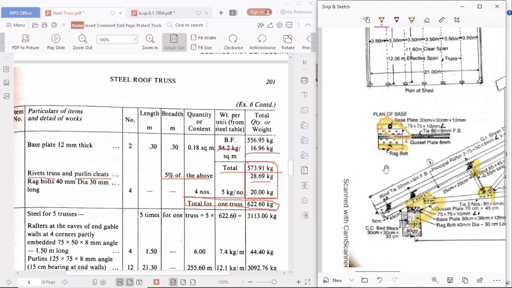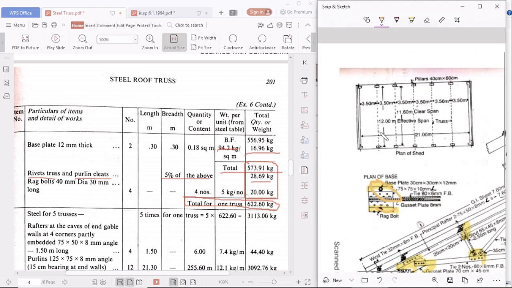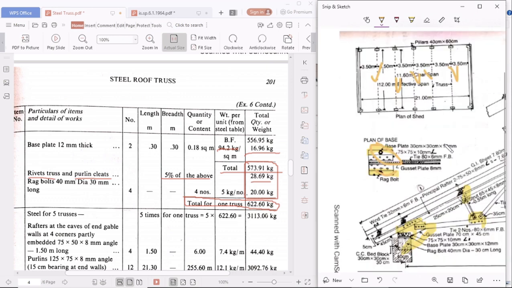But what we have, we have 1, 2, 3, 4, 5. We have to do this calculation for 5 trusses, 5 full trusses. So steel for 5 trusses is equal to 5 into this total 622.60, we will get 3113.0 kg. So this is the steel quantity for 5 full trusses. So we have covered these 5 full trusses.